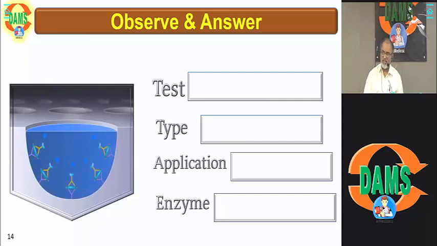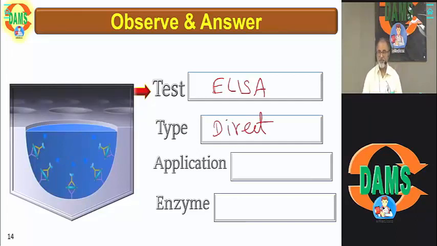So now, what is the name of the test? ELISA. The name of the test is ELISA. What is the type? Is it direct or indirect? Direct ELISA. Detection of antigen, because you are coating antibody. Direct ELISA, detection of antigen.